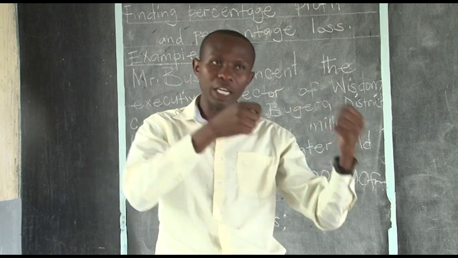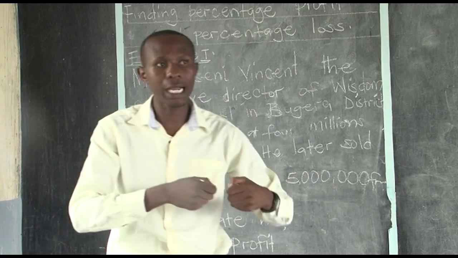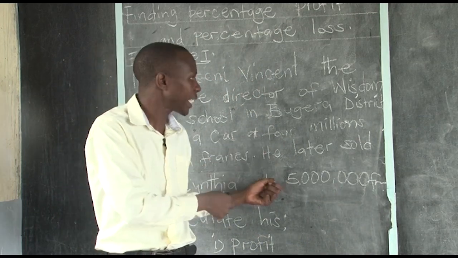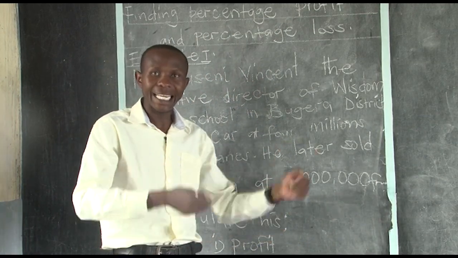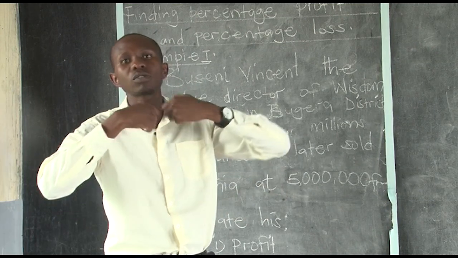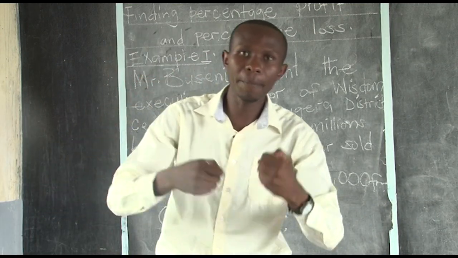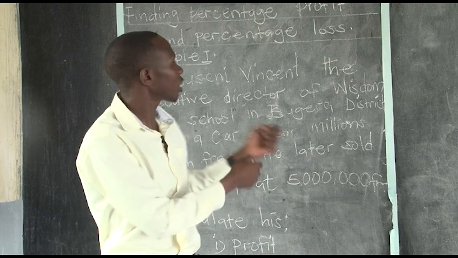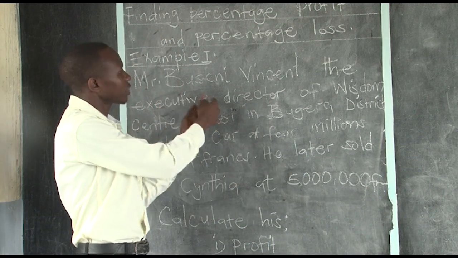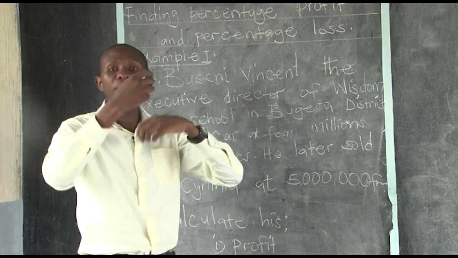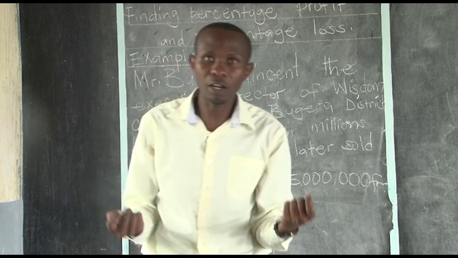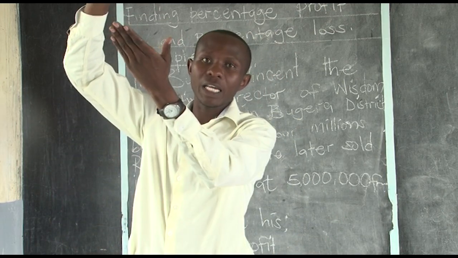If the amount somebody spent on the car at first is less than the amount he sold his car for, that implies that Mr. Hussein Vincent made a profit. He didn't make a loss because his money went up.